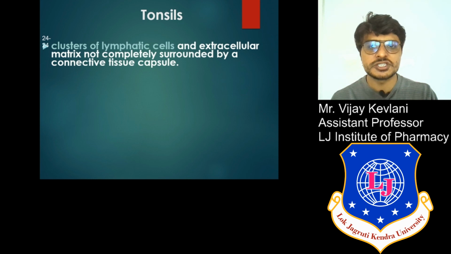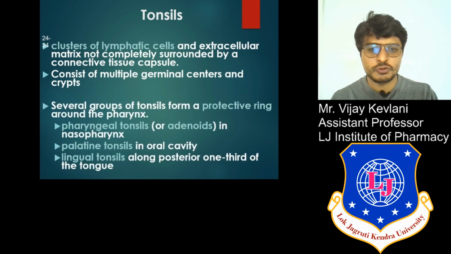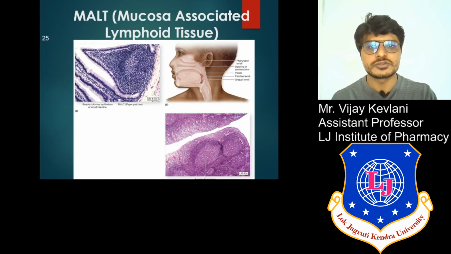Tonsils are clusters of lymphatic cells and extracellular matrix not completely surrounded by a connective tissue capsule. They consist of multiple germinal centers and crypts. Several groups of tonsils form a protective ring around the pharynx. There are pharyngeal tonsils in the nasopharynx, palatine tonsils in the oral cavity, and lingual tonsils along the posterior one-third of the tongue. So this is MALT, mucosa associated lymphatic tissue.